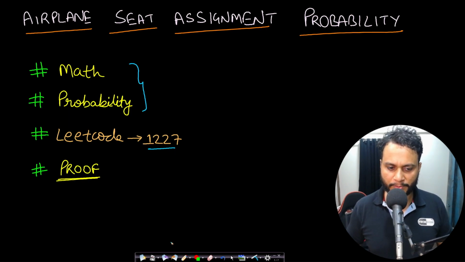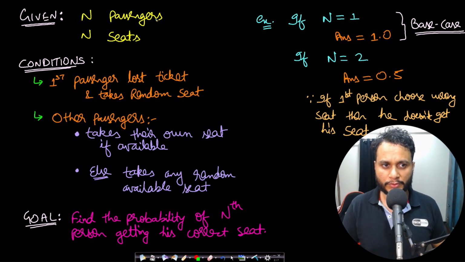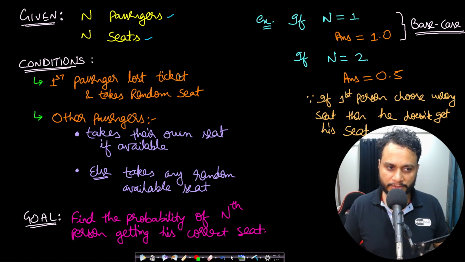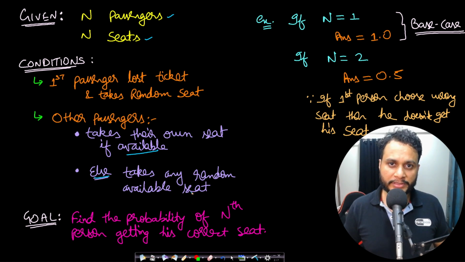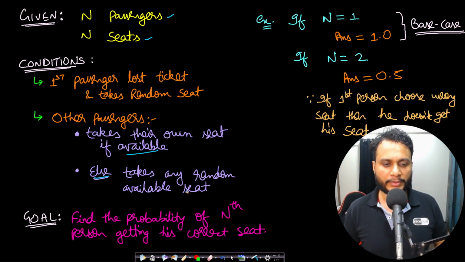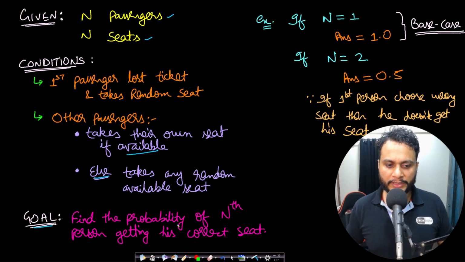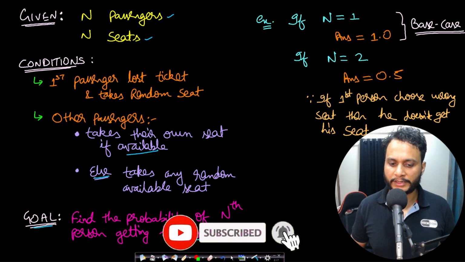So let's look at an example for better understanding. In this case, you are given n passengers and you have n seats. There are two conditions. The first condition is the first passenger has lost the ticket and takes a random seat, but all the other n-1 passengers have their own ticket. The other passengers will take their own seat if it is available because they have the ticket, so they know which seat to take. Otherwise they will take any random available seat if their seat is already occupied by someone else. Now our goal is to find the probability of the nth person getting his correct seat.